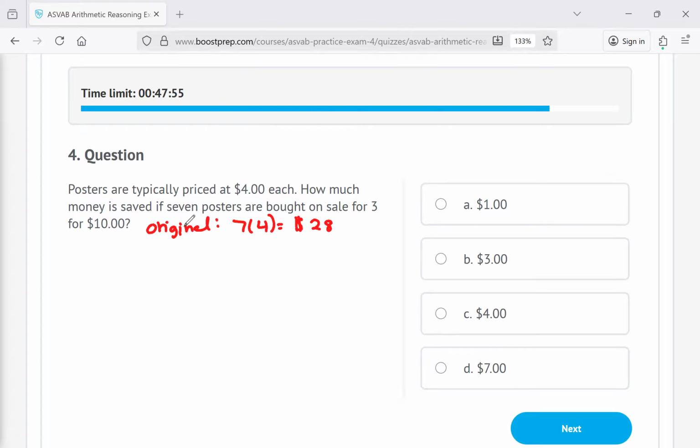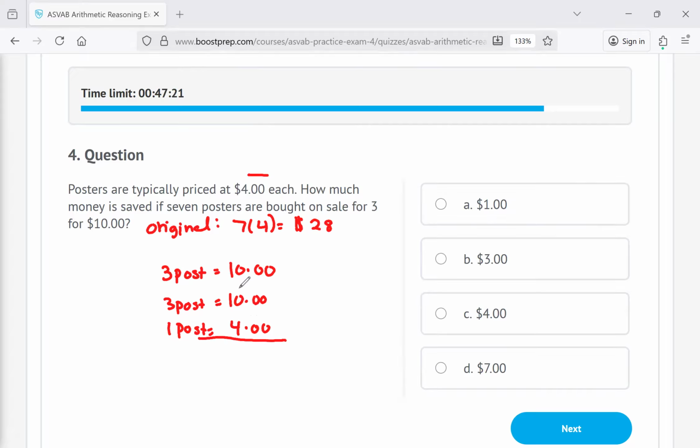Now they're saying that if you buy a bundle of three, it costs $10. So we need a total of 7. So 3 posters is $10. We're going to need another 3 posters, which is another $10. And then we need one more poster because we want a total of 7. So for 1 poster, we can't use the discount, so you're just going to have to use the $4, right?